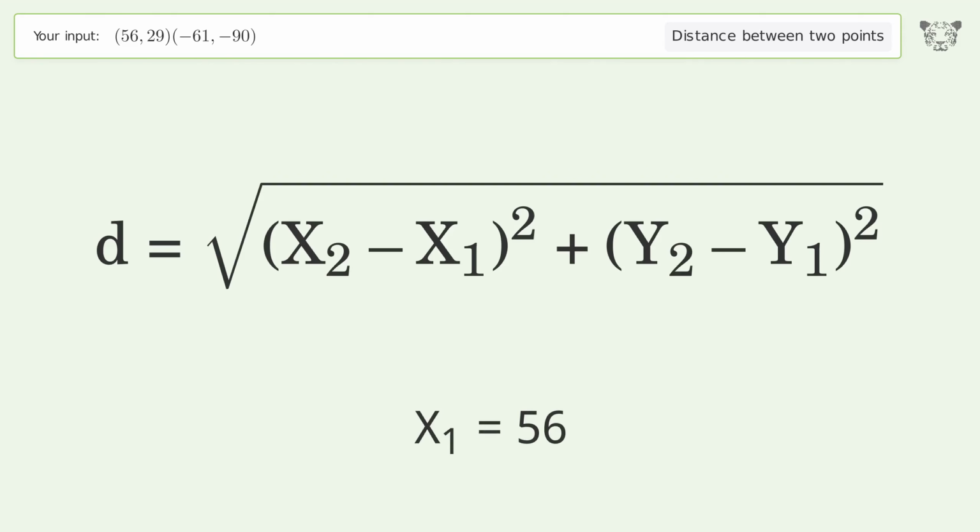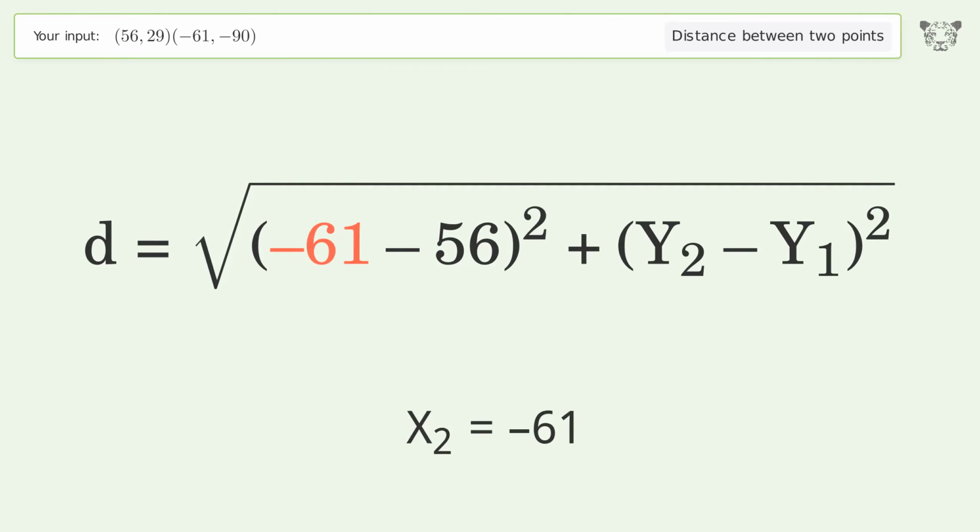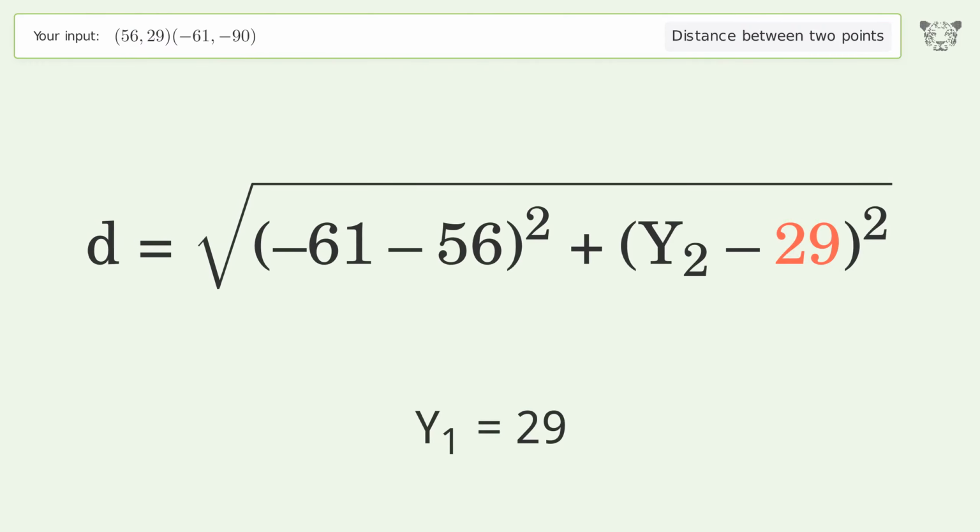x1 equals 56. x2 equals negative 61. y1 equals 29. y2 equals negative 90.